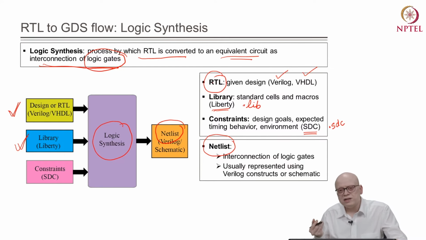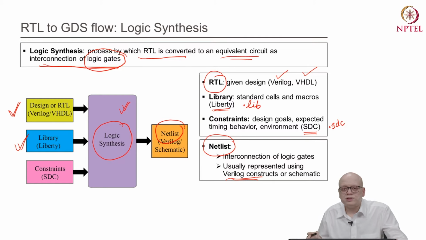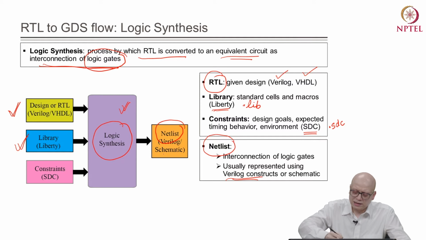The logic gates may be combinational logic gates, flip-flops, latches, and complicated gates also, right. So the netlist that is finally generated by the synthesis tool, we can represent in terms of Verilog constructs, or we can also see it in a schematic if the design is small and so on. So the interconnection of logic gates can be represented in various ways. Typically the Verilog constructs are used, and finally the netlist that is generated will also be in the form of a .v or Verilog file.